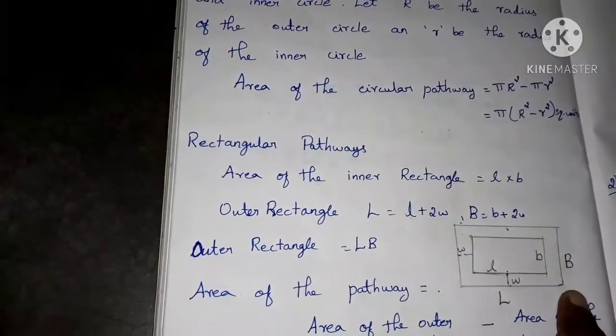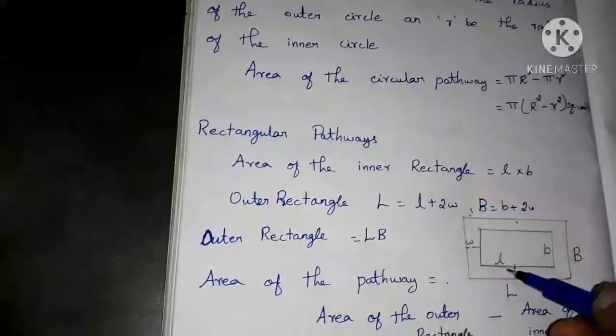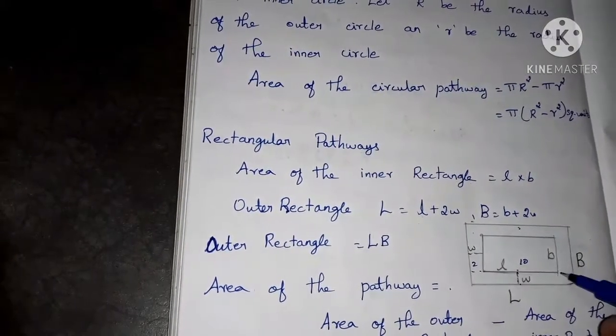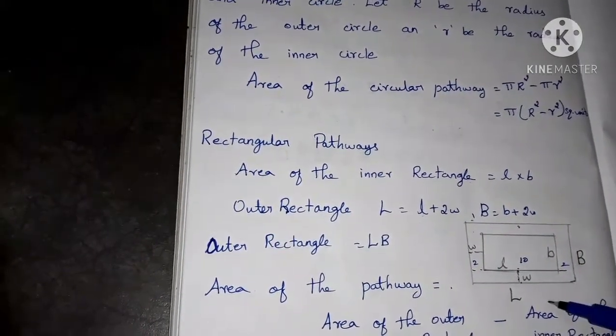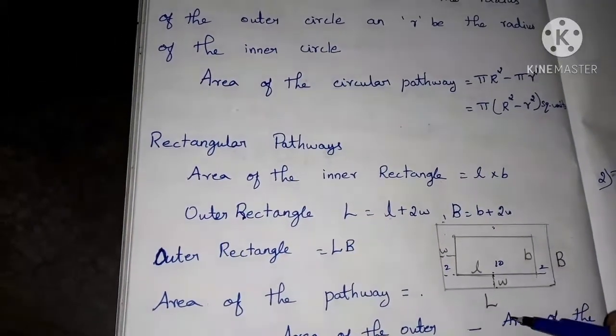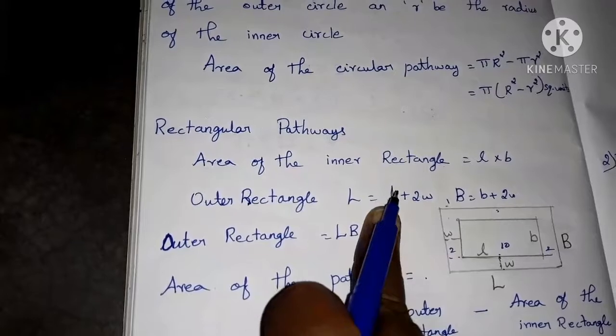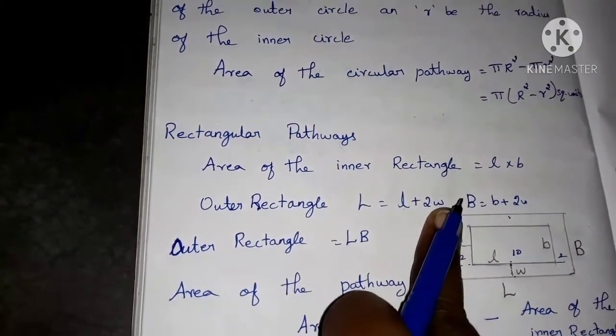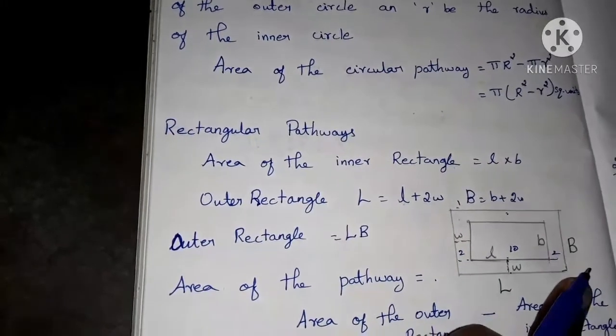Suppose the inner length is 10 and the width is 2 meters on each side. Then our outer rectangle length is 10 plus 2 plus 2, which is 14. So capital L is equal to small l plus 2W, that is, 2 times the width.